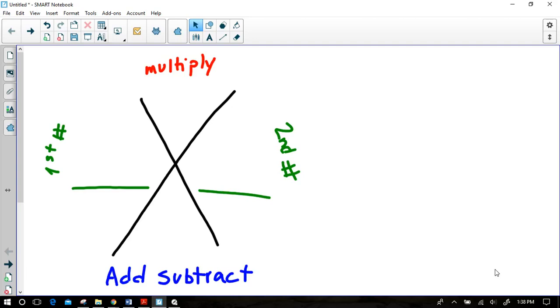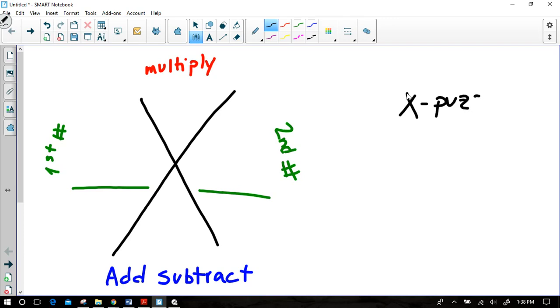Hey guys, today, before we start our lesson number 5 for Unit 5, we're going to play a little game. I often refer to this game as the X puzzle. All right, the X puzzle. So here's what this puzzle is.